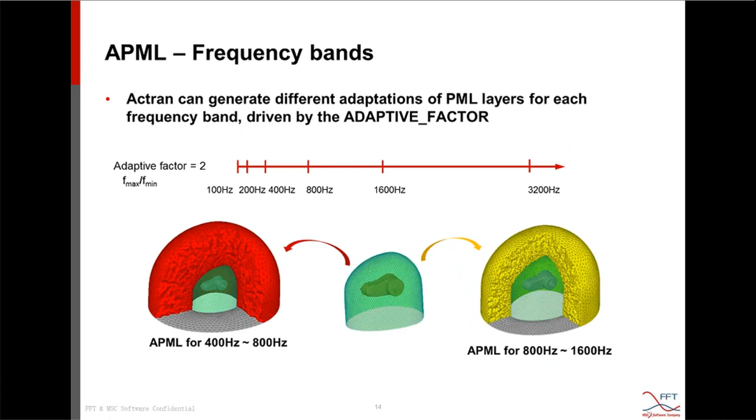And in practice, when we analyze a large frequency range using APML, different sub-frequency ranges will be created, and the keyword adaptive factor will drive the creation of those frequency ranges. So the factor 2 means that the ratio between the higher bound and the lower bound of any frequency range will be 2. So this factor can be selected automatically by Actran, or the user can also manually input that adaptive factor.